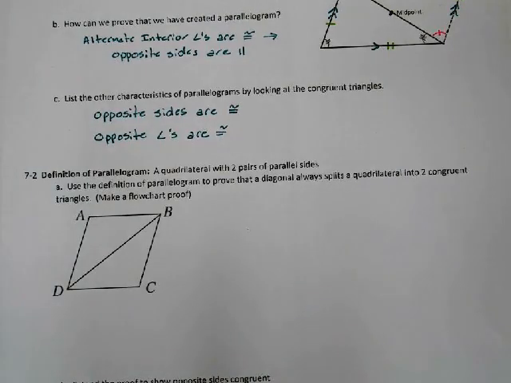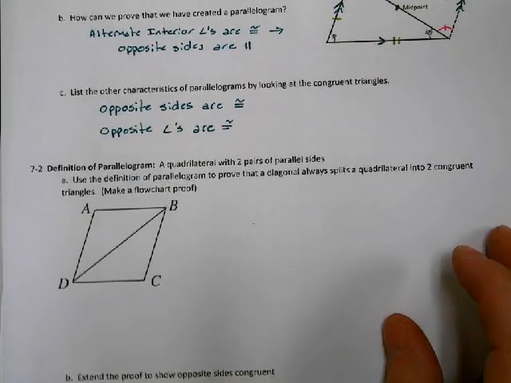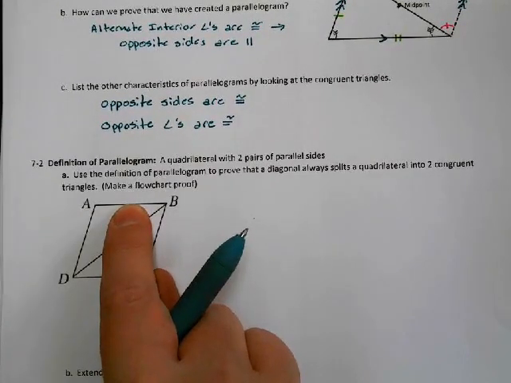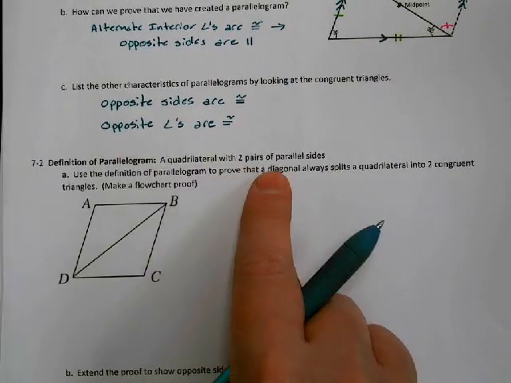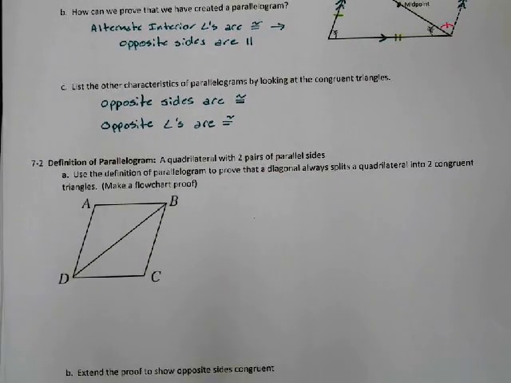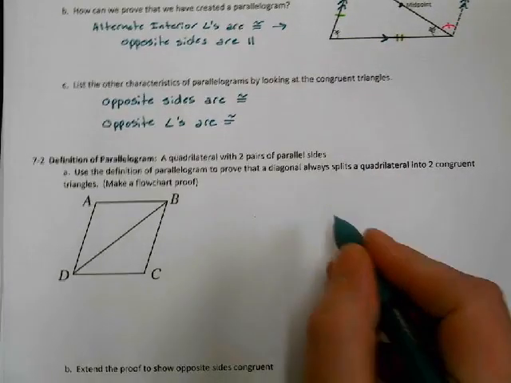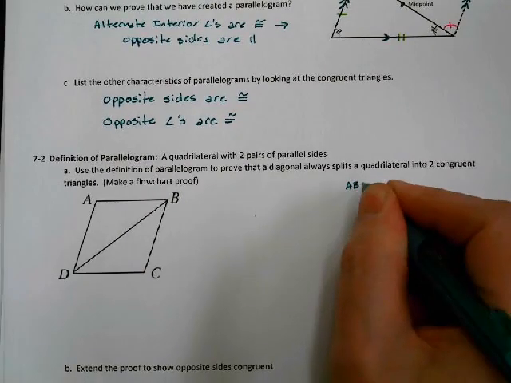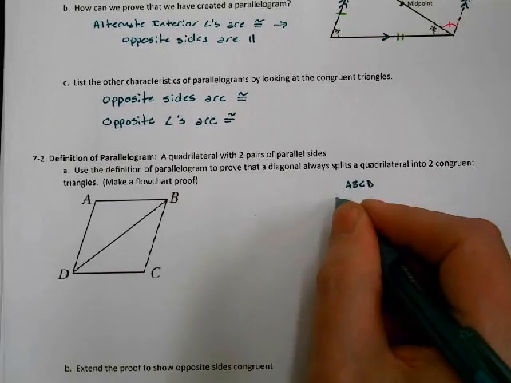All right, so we're going to start off with what we're given. We're given that that's a parallelogram. And by the definition of parallelogram, we know that we have parallel sides. So we're going to start with what we were given. What color? We'll go with this one. So we'll say that quadrilateral ABCD is a parallelogram.